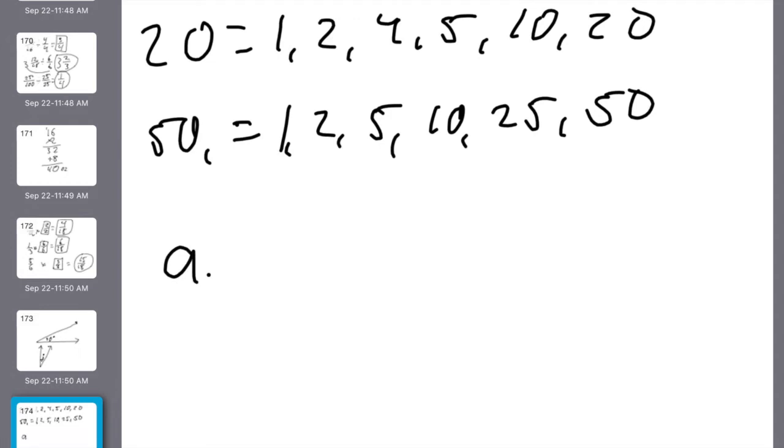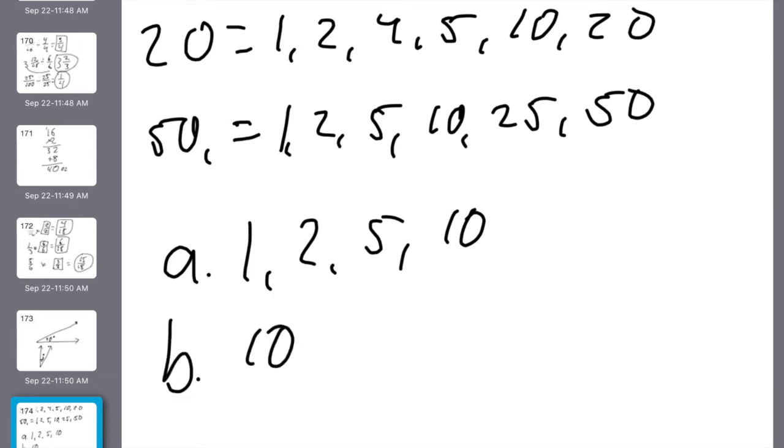What number's in both lists for letter A? Well, 1 is there, 2 is there, 5 is there, and 10 is there. What's the biggest one for B? 10.